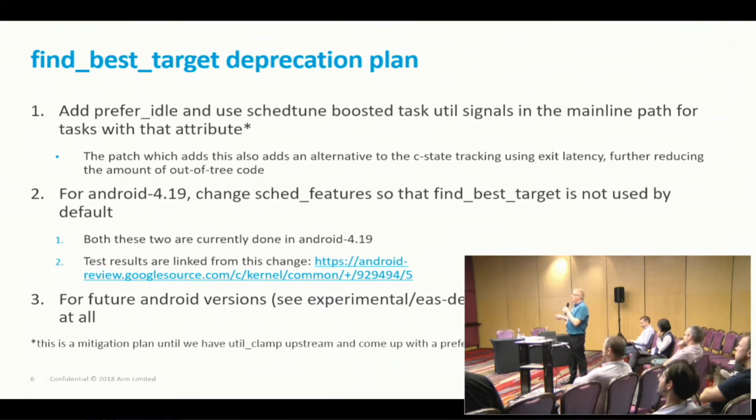So the idea is that in 4.19, the default has just changed, but the code is still there, so anybody that's already got backports that have hooked into find best target for something else doesn't have to worry about that. They can just change the default back, and off you go, no problem. But in whatever the Android Next is, and probably in the experimental version very soon, we won't have find best target included at all. And one other point to make is that this prefer idle business in step 1 here, as soon as we can come up with an alternative to this which works upstream, we won't have this either.